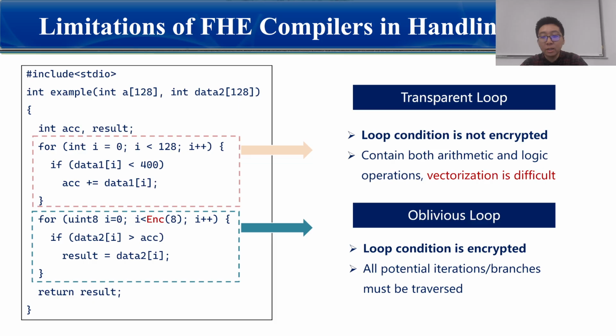The difficulty in processing transparent loops stems from the mix of arithmetic operations such as additions and multiplications, and logical operations such as comparisons, making it challenging for vectorization. The second loop is referred to as an oblivious loop. The primary challenge with oblivious loops is the inability to determine loop termination and branch passes, requiring the traversal of all potential iterations and branches.